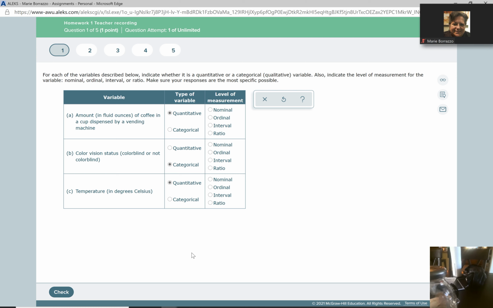So we have variables that either are numerical or non-numerical, basically. Numerical, we talk about quantitative. Non-numerical, we would talk categorical, as in a category, which is an example in B.